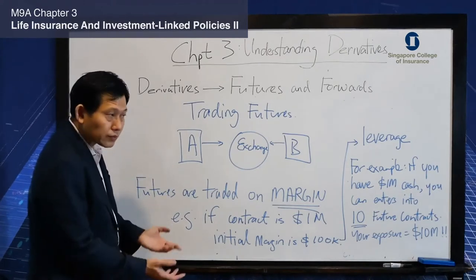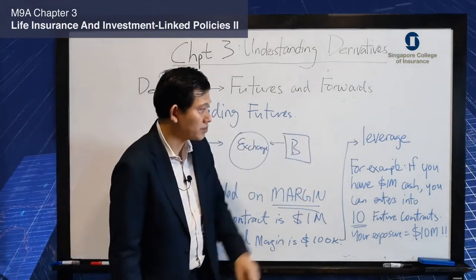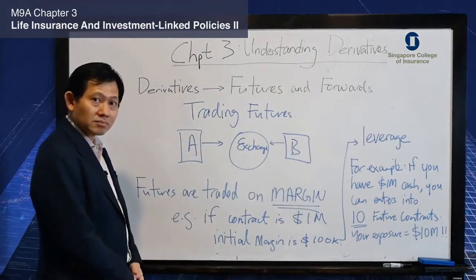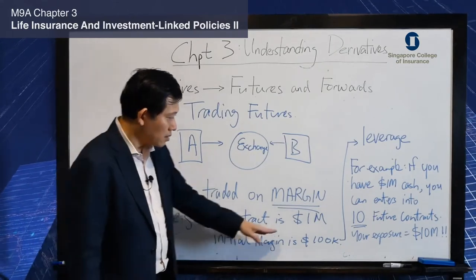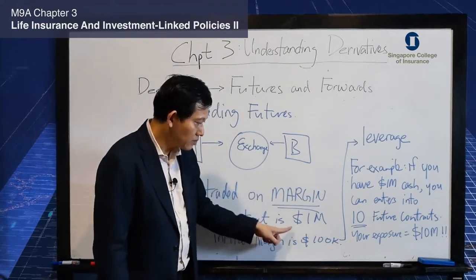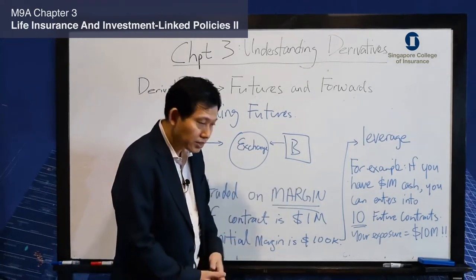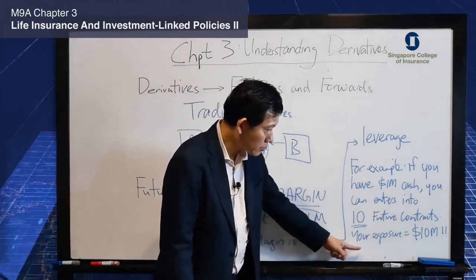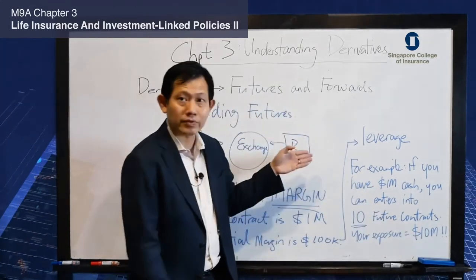This gives rise to what we learned in an earlier chapter, this thing called leverage. What is leverage? For example, if you have $1 million cash, technically you can enter into 10 future contracts. Meaning one contract is $1 million, and you need to come out with only $100,000 to secure it. If you have $1 million cash, you can enter into 10 such contracts. Your investment exposure will be $10 million. From $1 million, I magnified to $10 million. This is what we mean by leverage.